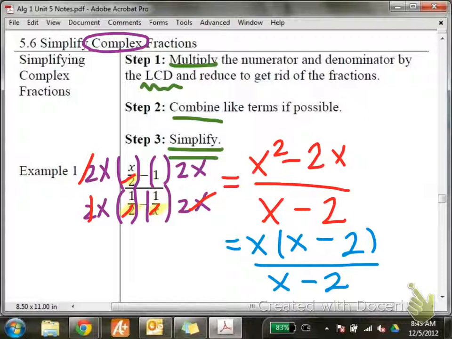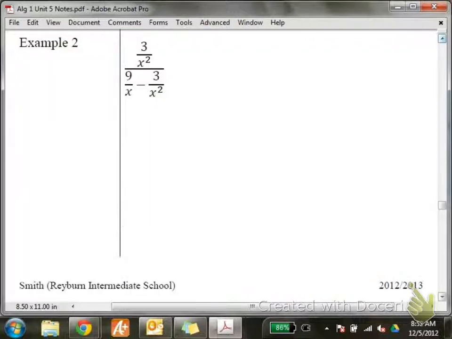What's going to happen? What cancels? X squared minus 2x factors to x times x minus 2, and x minus 2 and x minus 2 cancel. So what is my answer? X. So your answer is x. This is not x equals x. This is just simplifying. So we are not solving this time. So your answer is x.